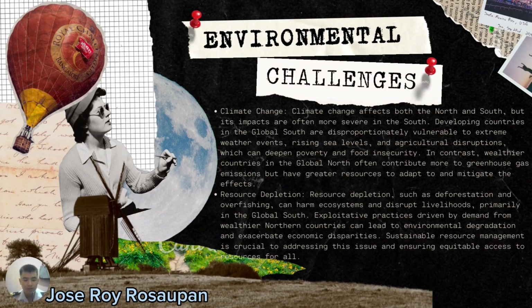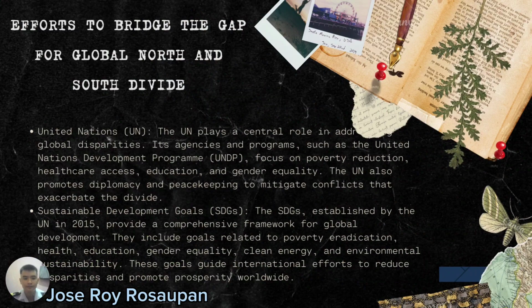Resource depletion, such as deforestation and overfishing, can harm ecosystems and livelihoods, primarily in the global south. Exploitative practices driven by demand from wealthier northern countries can lead to environmental degradation and exacerbate economic disparities. Sustainable resource management is crucial to addressing this issue, ensuring equitable access to resources for all.